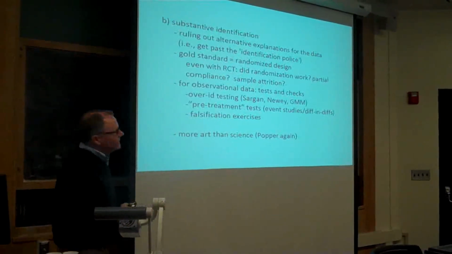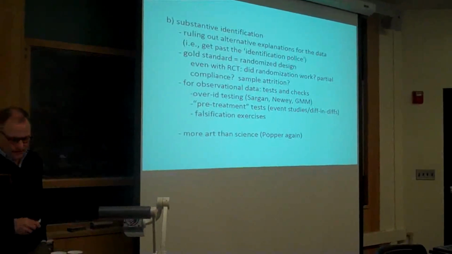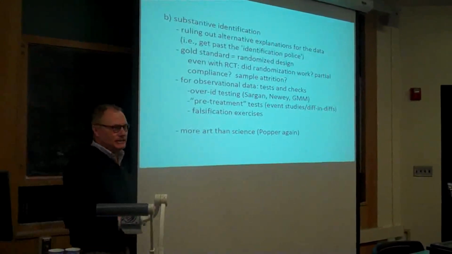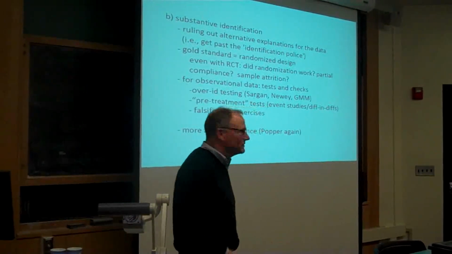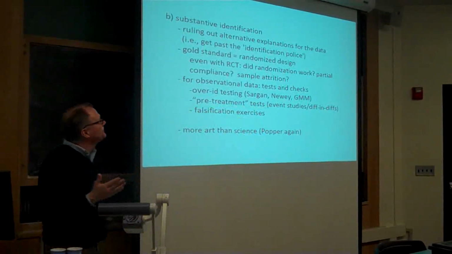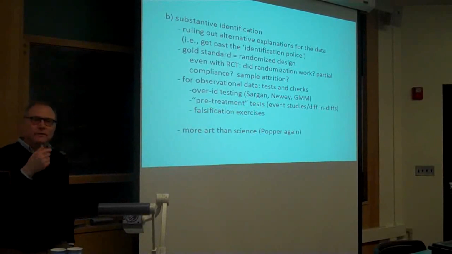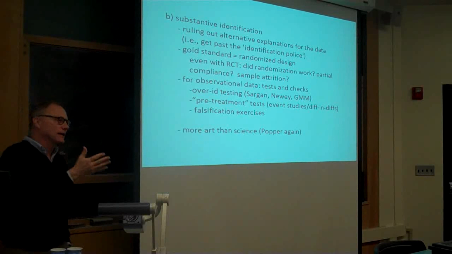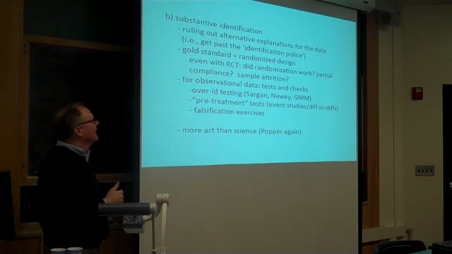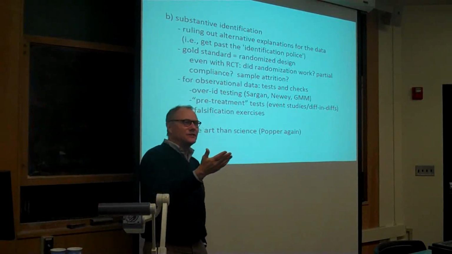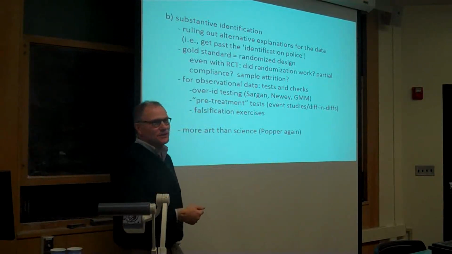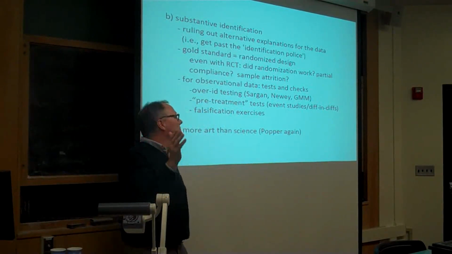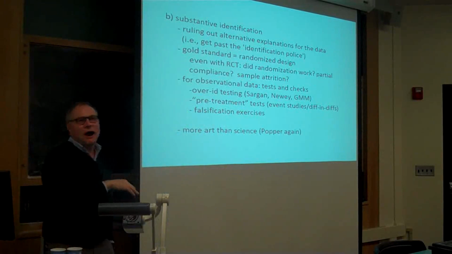The other meaning of identification is what I call the identification police. If you send a paper to a journal, and you're trying to claim that you've got some result, the identification police are the people who say, no, you haven't shown anything. Sorry, there are 50 other explanations. Your instruments suck. Your variables are mismeasured. There are all these confounding influences, and I reject your paper.